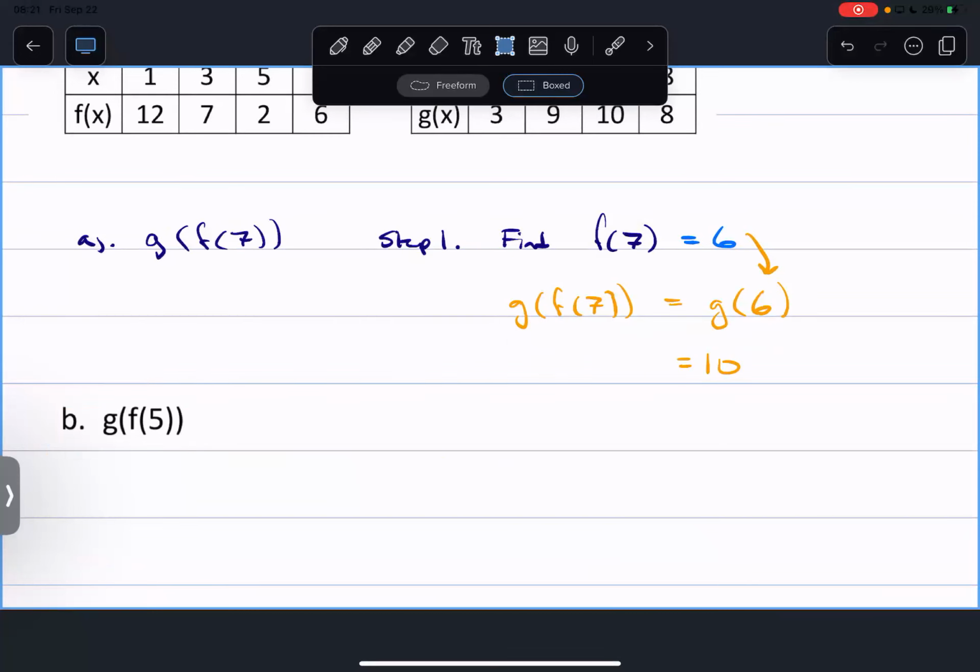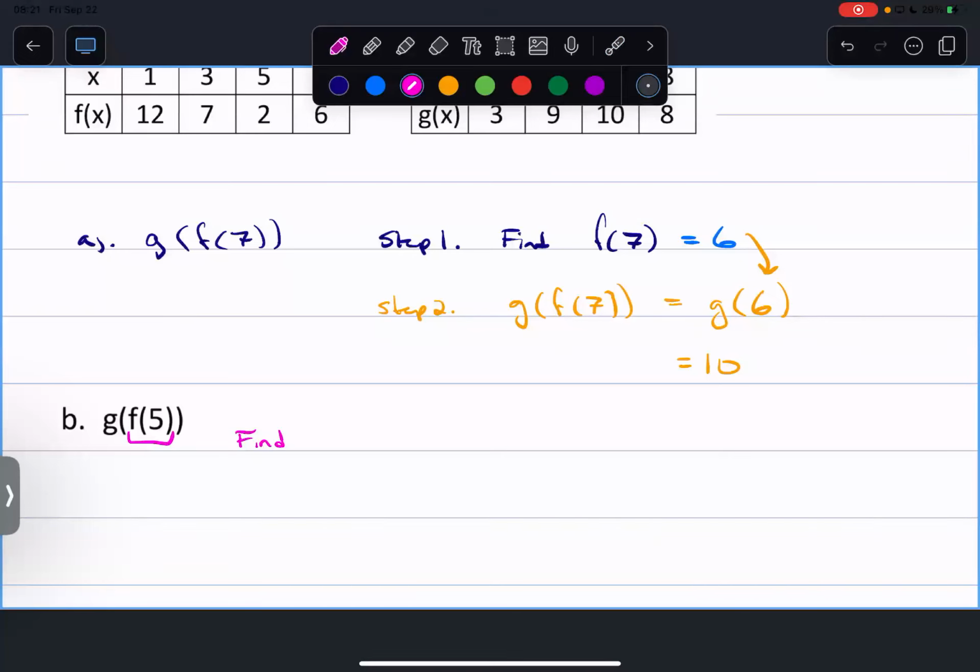Okay. Same thing, right? Starting on the inside here, find the output of f at 5, right? I stopped with the steps, I realized. Step one, step two. We're doing the same thing, but I'm going to try to explain it in words instead, right? This action looks the same as this, just at 5 instead of 7.